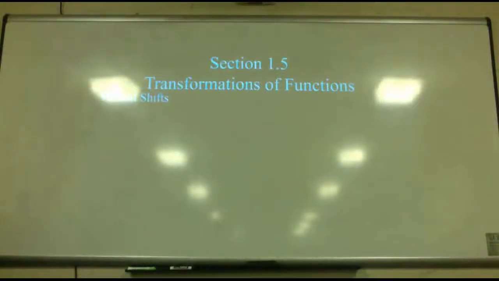Section 1.5, transformations of functions. Transformations is just a word that means we're going to change the function in some way. It might be as simple as moving it to the left a little bit, or to the right, or up or down. We might be flipping it over. All sorts of things like that.